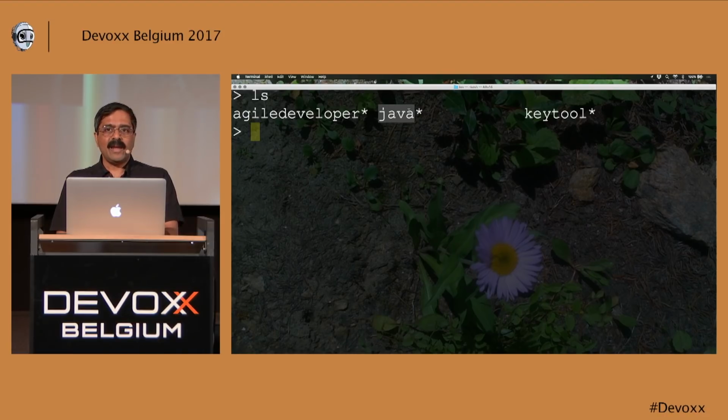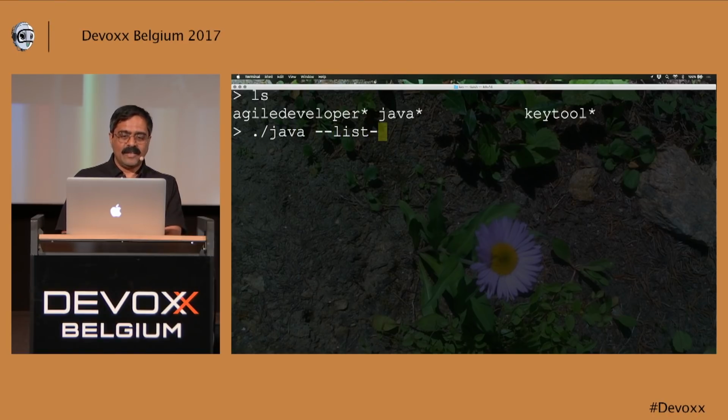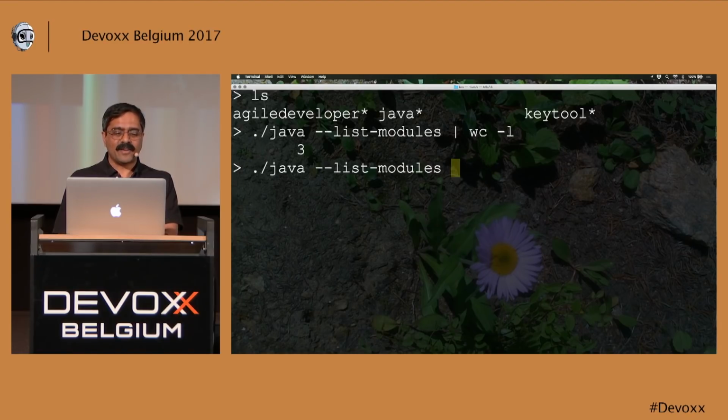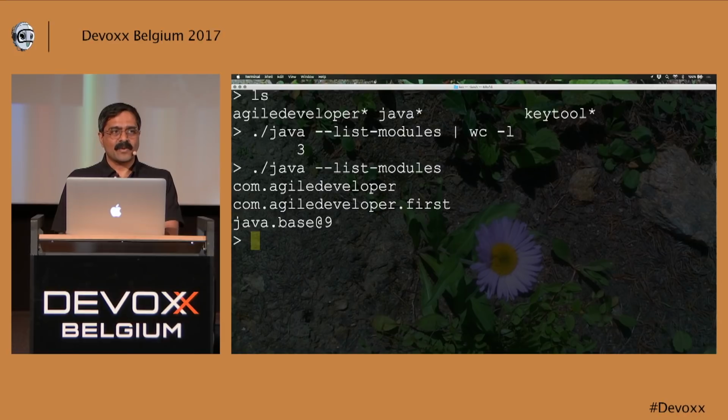This is not any Java. It is my Java. It is my precious, right? And you can ask this Java, what do you have? List modules. Word count minus L. 94? No. 3. I contain only stuff I need, right? So this creates a very targeted custom image.